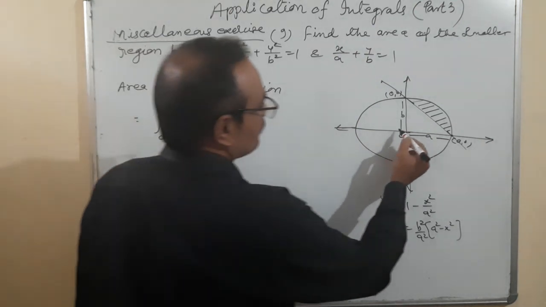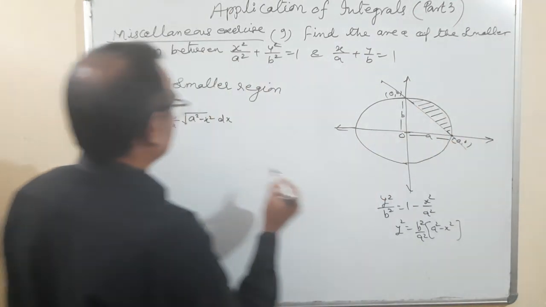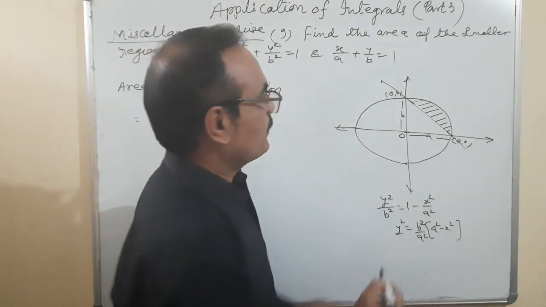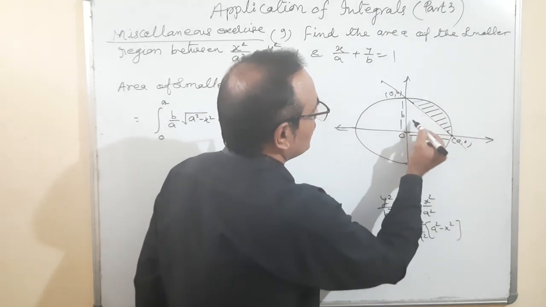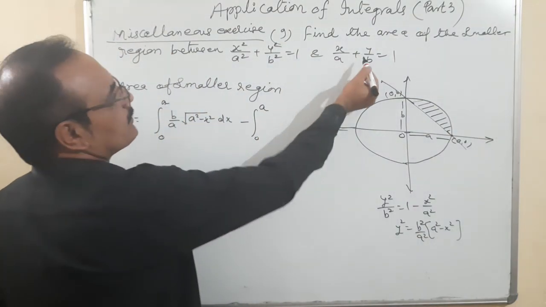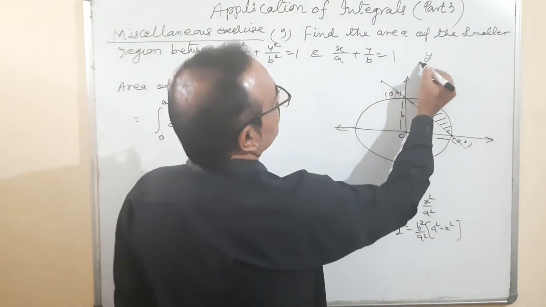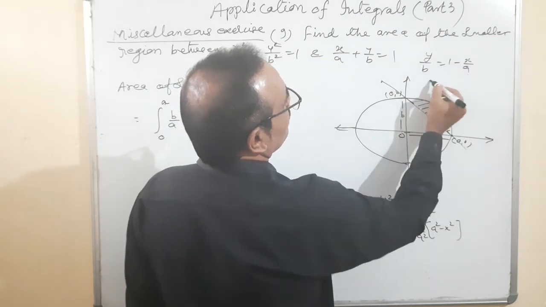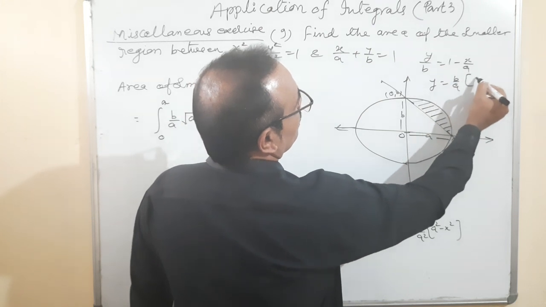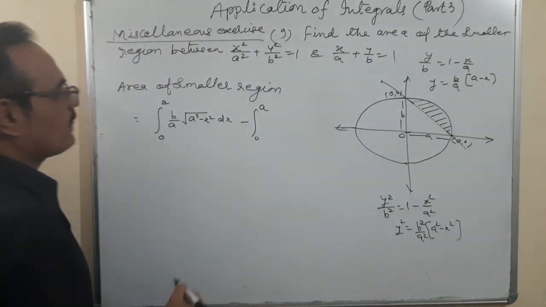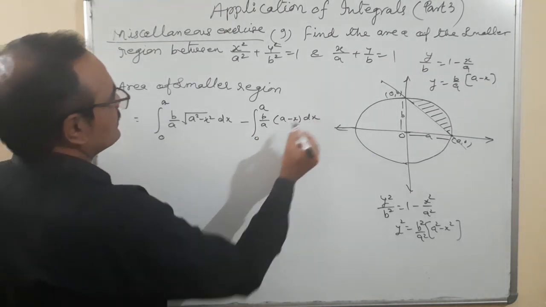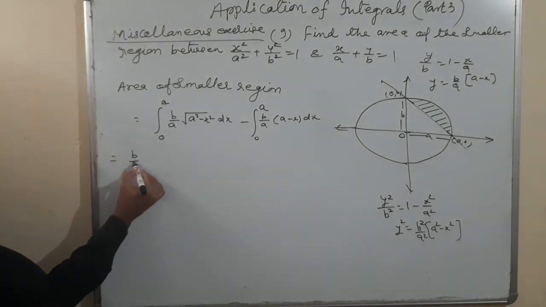So 0 to a, we got this complete area minus this area. So minus 0 to a, the equation of line. Because from this complete area, if we subtract this portion, then what is left? Left portion is this shaded portion. 0 to a, equation of line. What is the value of y? Y upon b is equal to 1 minus x upon a. Therefore, y is equal to b upon a times a minus x. Okay. So it is b upon a times a minus x dx.